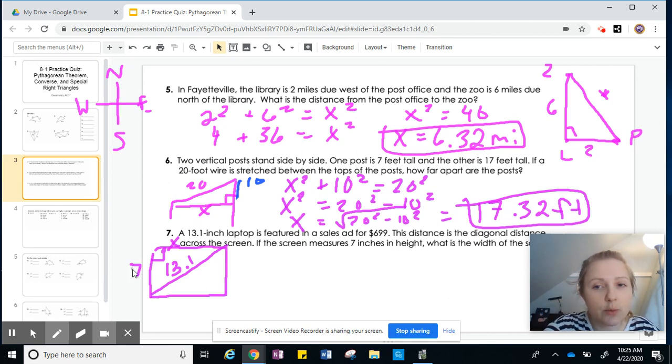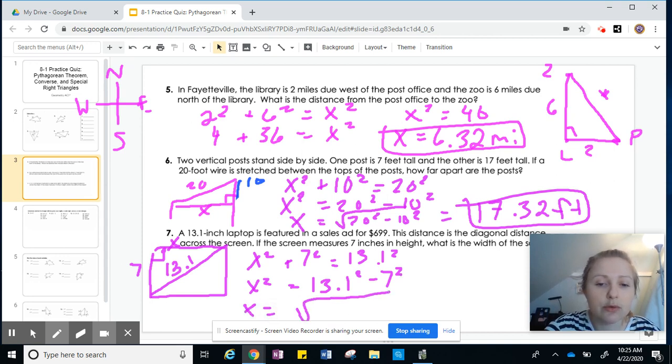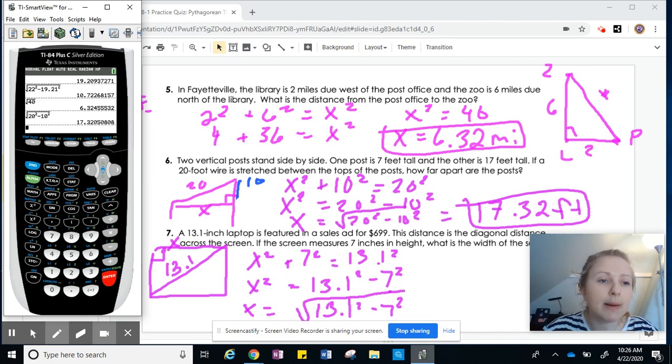So we have x squared plus 7 squared equals 13.1 squared. So again, we're going to subtract the 7 squared from both sides. So x squared equals 13.1 squared minus 7 squared. And then to get the x alone, we can take the square root of that whole thing. And again, you can do this step by step if you prefer. I'm just showing you how you can do it in one step on the calculator.